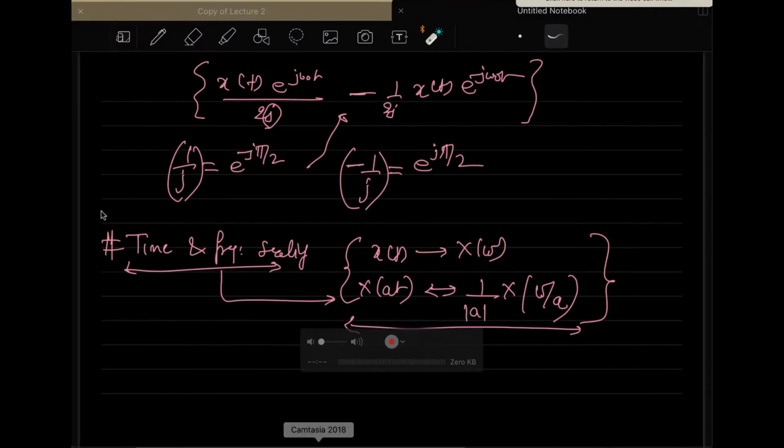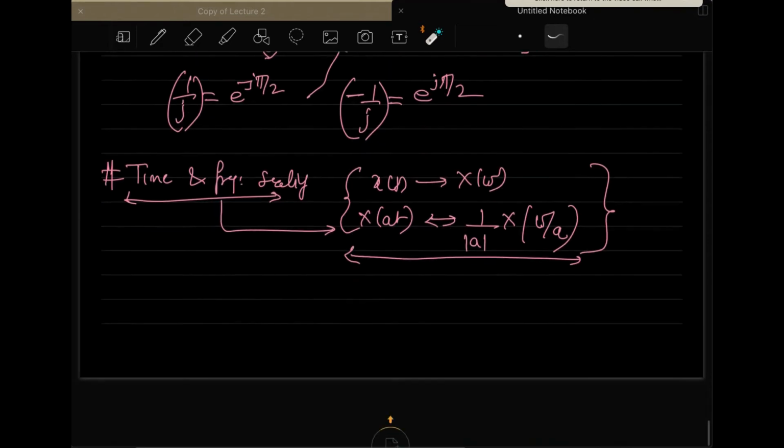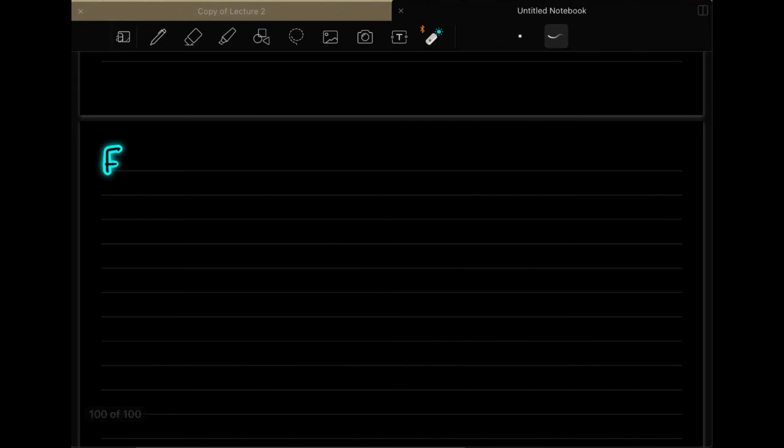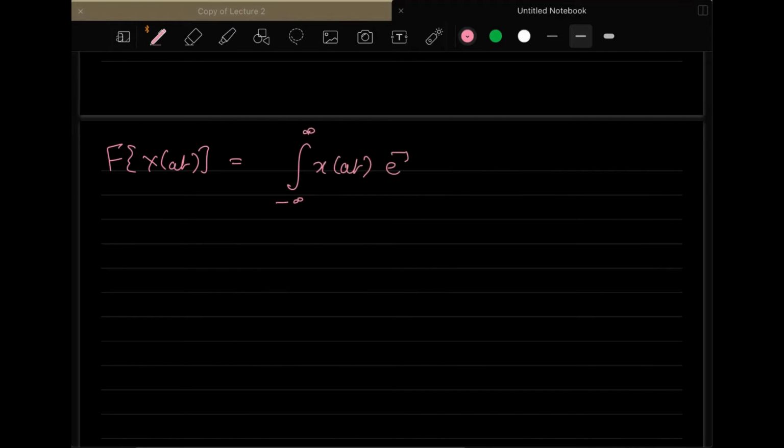Let me show you this derivation. It's very simple, not that tough. You take the Fourier transform of x of at, which is the integral from minus infinity to infinity of x of at e to the power minus j omega t dt. Here if you substitute at as lambda, then t is lambda by a, and the corresponding dt will be d lambda by a. Then you substitute this into the integral.